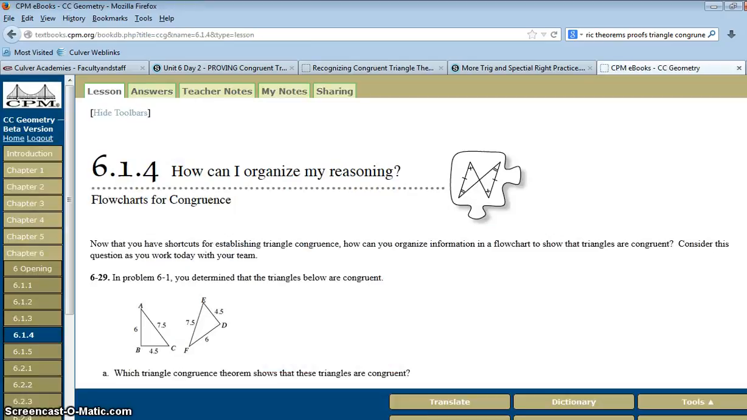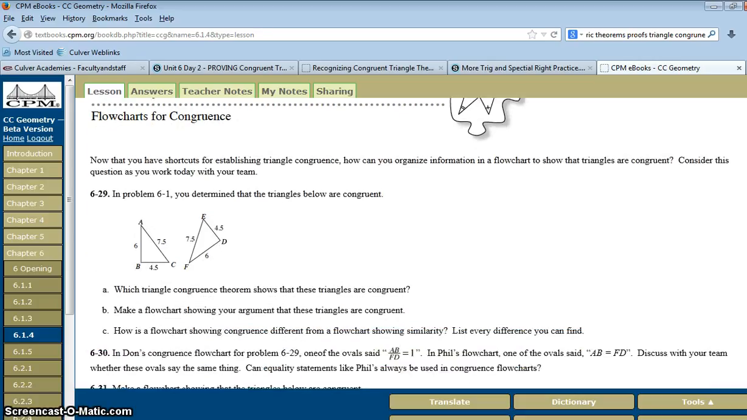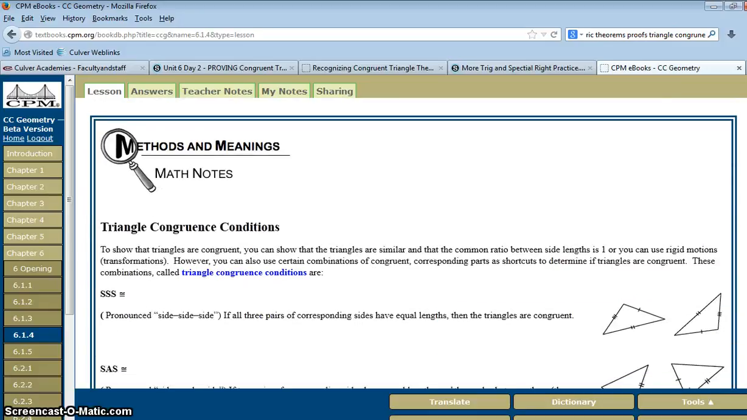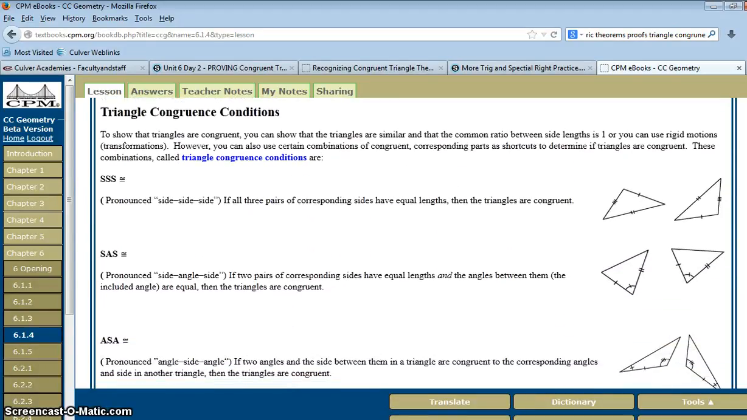Now, I don't have the same page numbers that you have, so you're going to have to flip around in your textbook. I can tell you, though, that the math notes box is after 6.1.4, I think. At least that's the way this is organized. And the abbreviations are a little bit different than for similarity conditions. So for side, side, side, we're not looking for 3 pairs of sides that are in proportion or have the same scale factor. We're looking for 3 pairs of corresponding sides that have equal lengths.